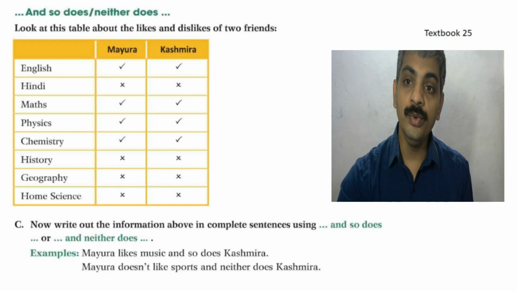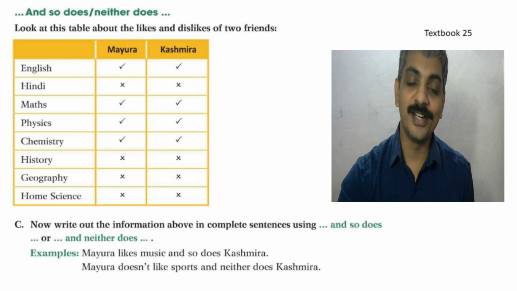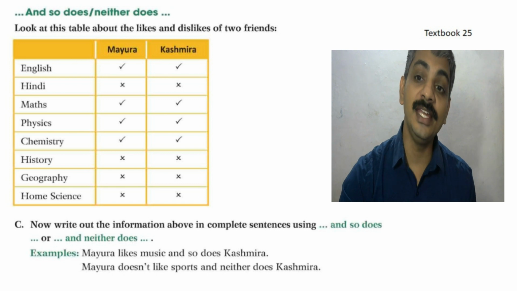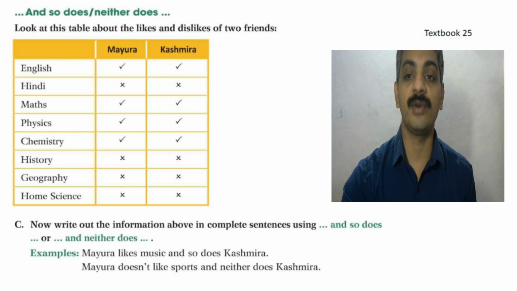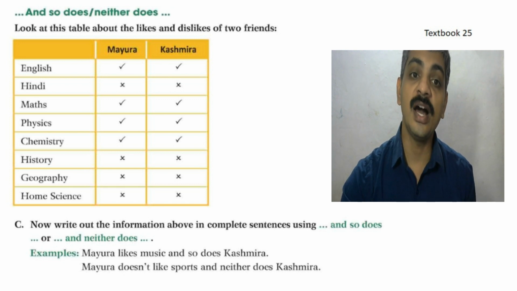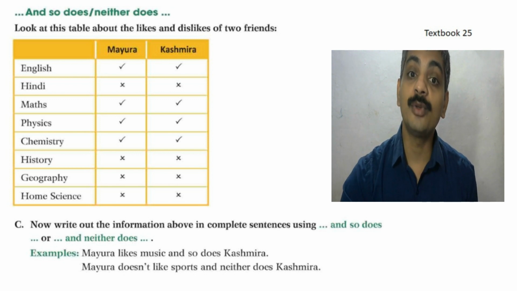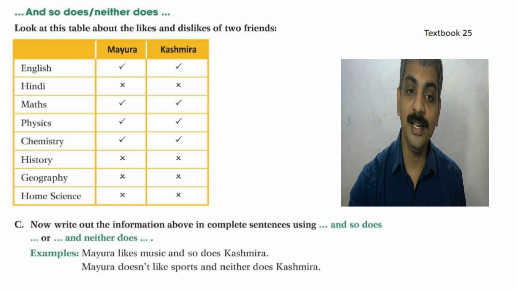Now we go to the textbook. We have the same kind of activity on page number 25 of our textbook. There also, "and so does", "neither does". Look at this table about the likes and dislikes of 2 friends. Here we have only 2 friends, Mayura and Kashmira. A few subjects are given there: English, Hindi, Maths, Physics, Chemistry, History, Geography, Home Science.